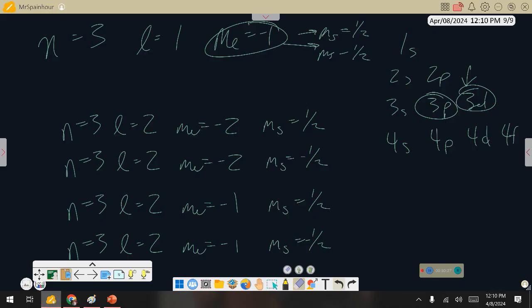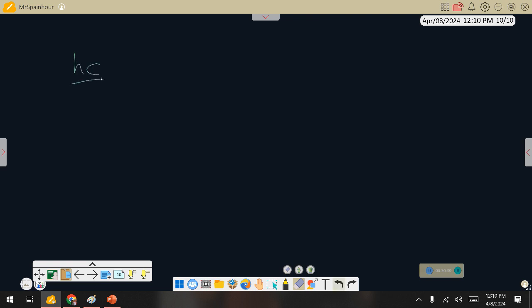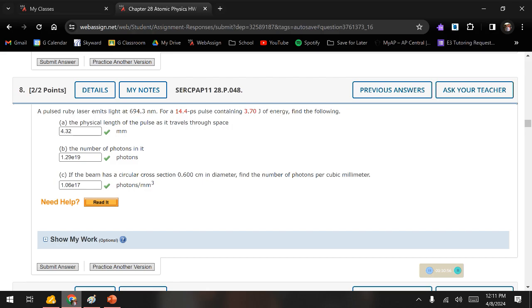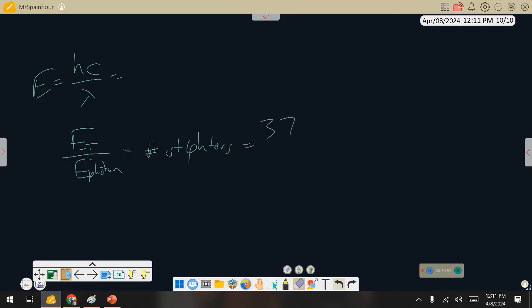So I am using hc over lambda to get the energy of a photon, right? And then I'm taking energy total divided by the energy of a photon to get the number of photons. Now, do note that the total energy is given to you in joules. So I used 3.7, which means when you go get the energy of a photon, make sure it's not accidentally left in eV, because obviously that's going to screw you up. You have to be able to compare the two of them.